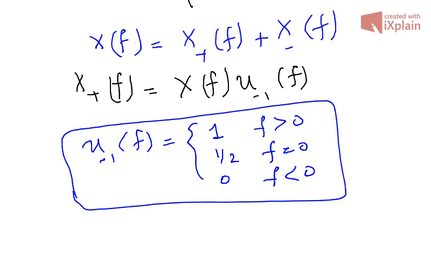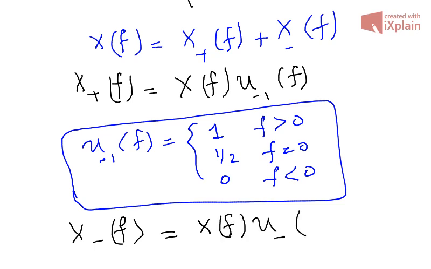Similarly, you can also define x negative of f, the negative spectrum. You can rewrite it in terms of x of f as x of f times u of minus f. So u of minus f only exists for negative frequencies, so it's unity for f less than 0. You can say it is the mirror image of u of f.